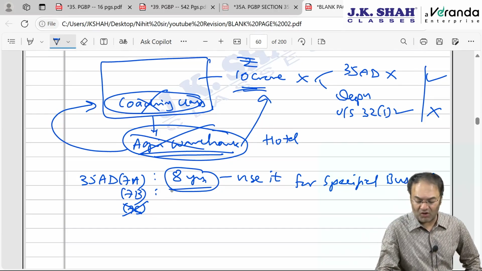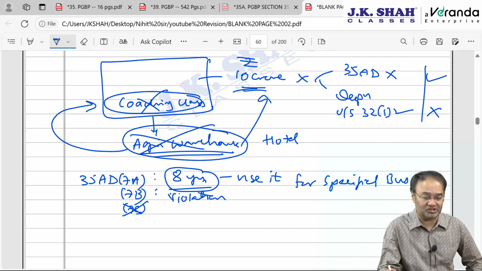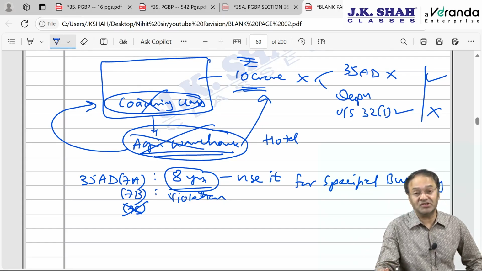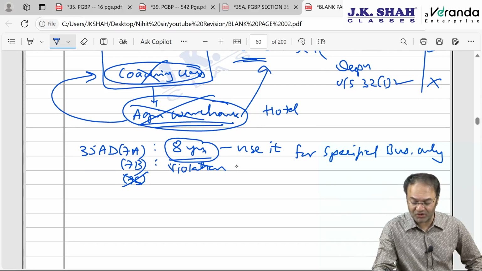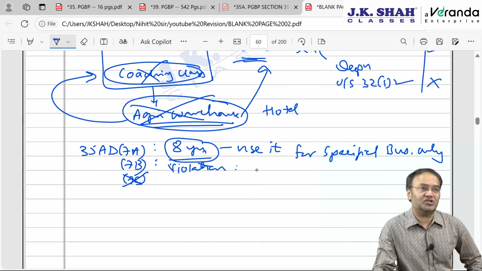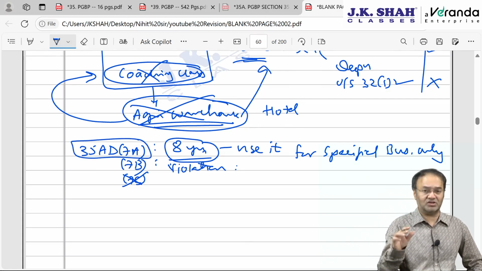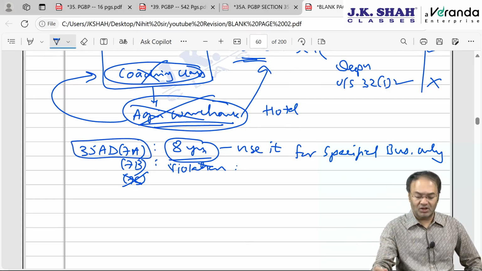If it is violated, then what will happen? Punishment. If there is a violation within 8 years, if the assessee starts using it for non-specified businesses or ceases to use it for the specified business, then obviously something will become taxable. How much? The answer, whatever deduction was claimed in the first year, or in the 0 year, the year of acquisition, that deduction will have to be reversed.